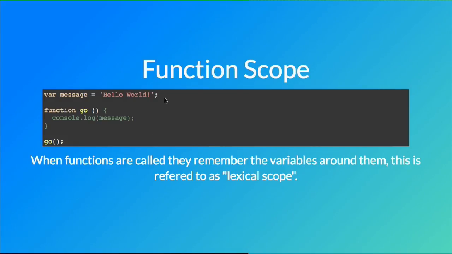And that just means that variables are available. If you declare a variable, it's available in the scope that it's in and inside all the other scopes that are inside it. But if we declared that variable inside of Go, it wouldn't be available outside the Go function. So something to be aware of.